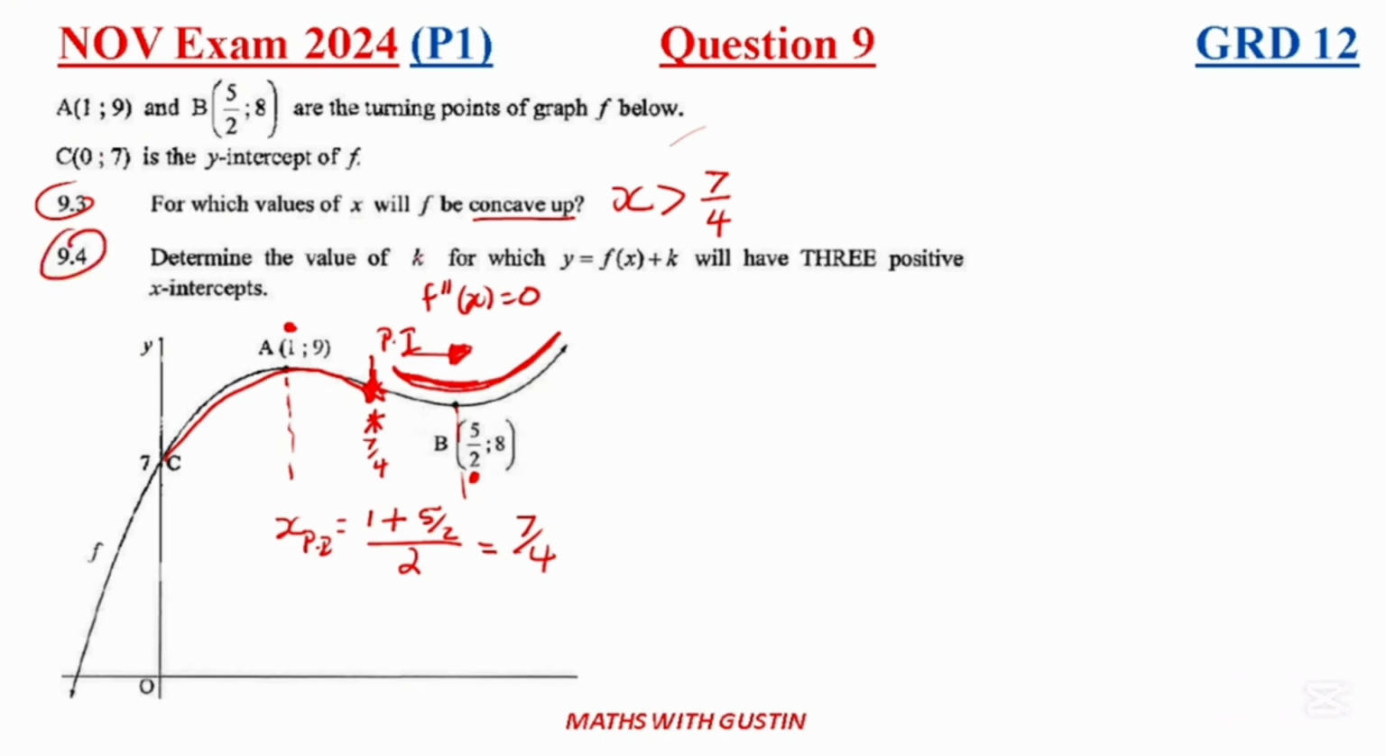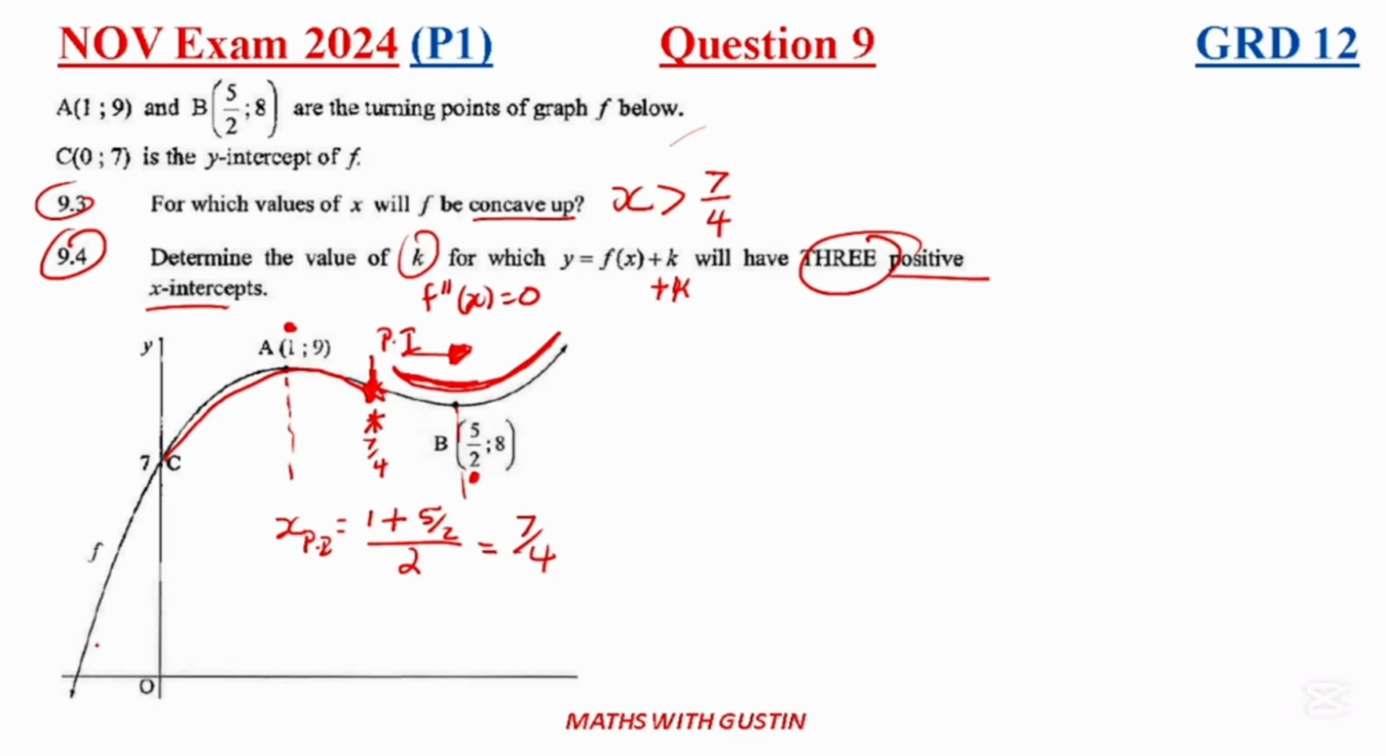Okay, 9.4 says determine the values of k for which y is f of x plus k will have 3 positive x-intercepts. So basically in this case, guys, what are they saying? They are saying that if you were to move your graph by a certain constant, which is k, move your graph in such a manner that you will have 3 x-intercepts. It means your graph has to come and touch the x-axis 3 times.